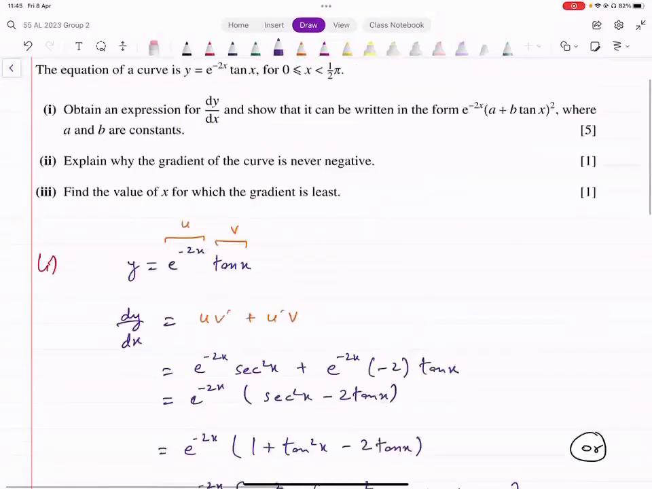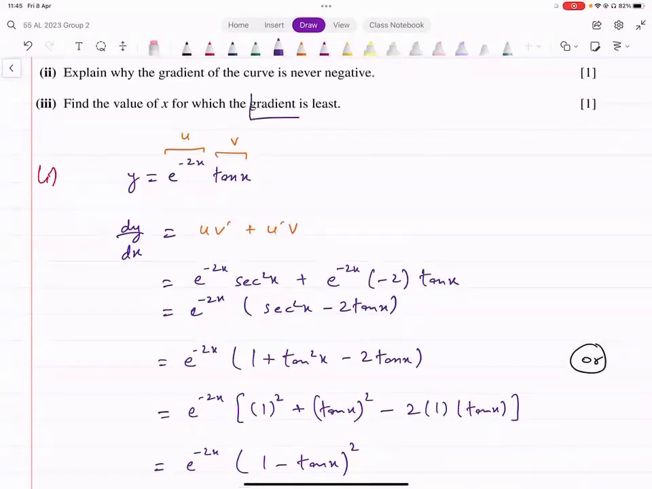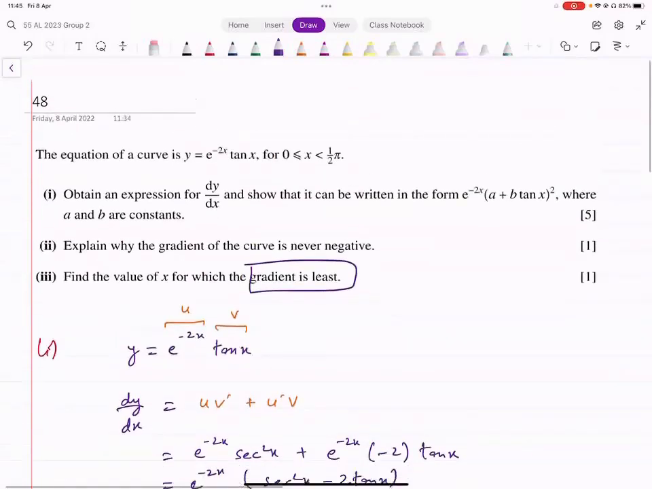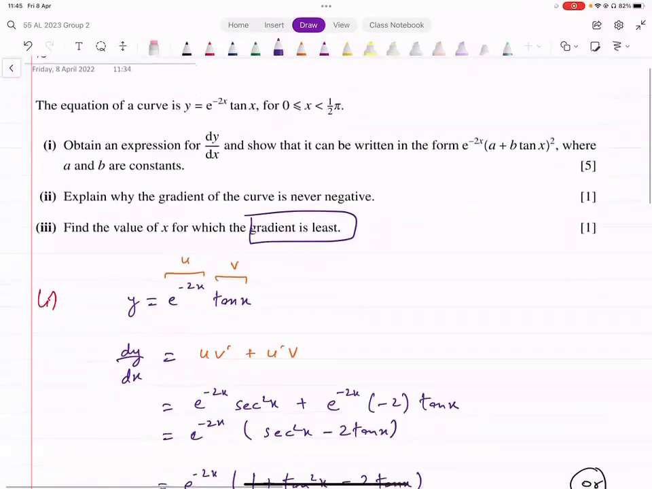आपसे उसने क्या कहा है? Find the value of x for which the gradient is least. यानी ग्रेडियंट का टर्निंग पॉइंट निकालना है आपने. Now we're not talking about the original function anymore. We're talking about the gradient. Gradient का turning point find करना.